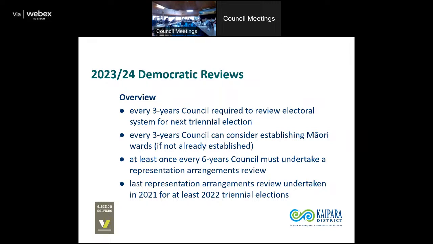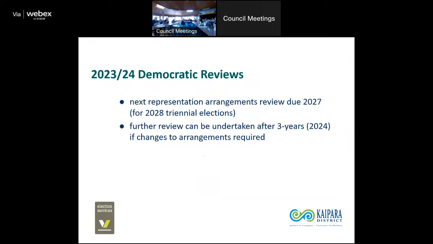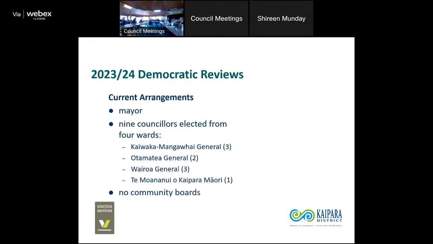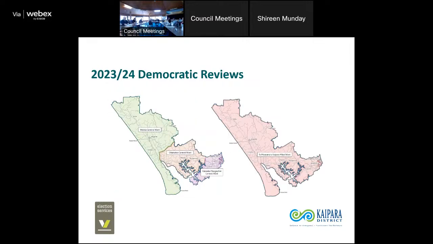And at least once every 6 years, council must undertake a representation arrangements review. Last review was undertaken in 2021 for the 2022 elections. And the next representation is not legally required until 2027. However, the legislation does permit a council to review after 3 years if it so wishes to. And it may do a full review or it may just simply look at any boundary adjustments. So that's available should council wish to. But the current arrangements, we're all familiar with those. Mayor, 9 councillors elected from 4 wards, with no community boards. The map there, again, you'll be all familiar with that.